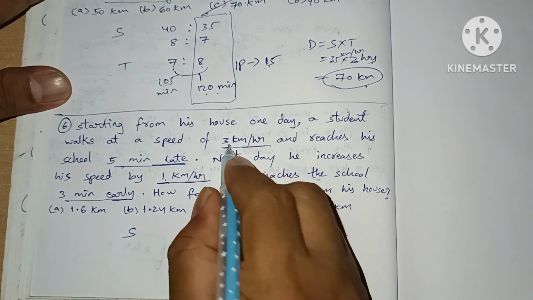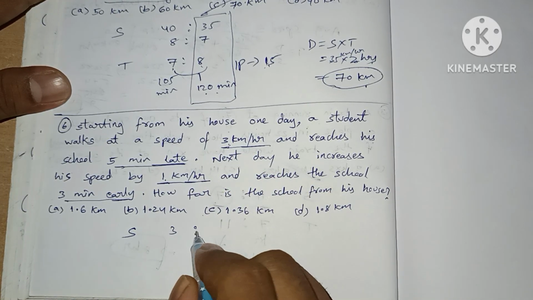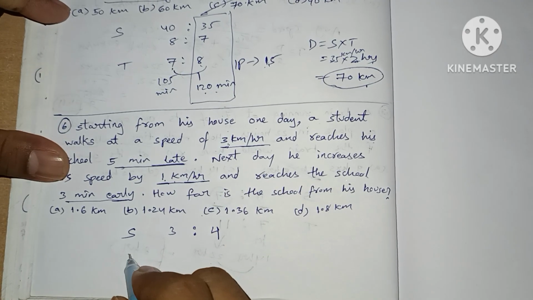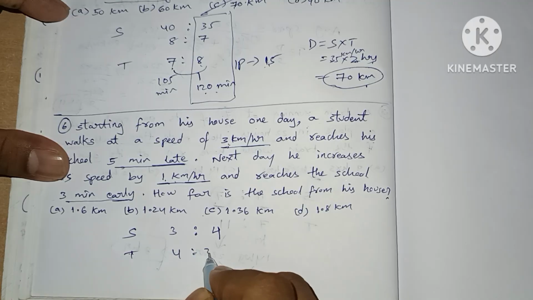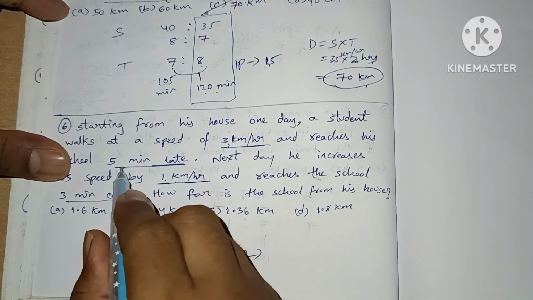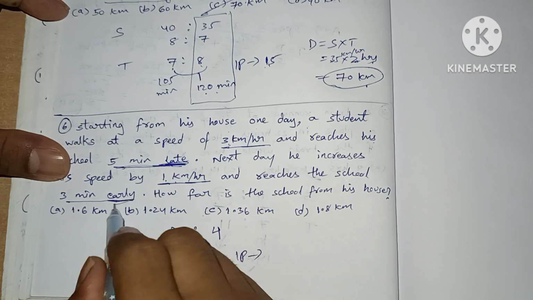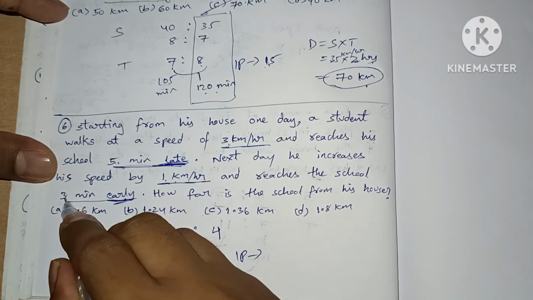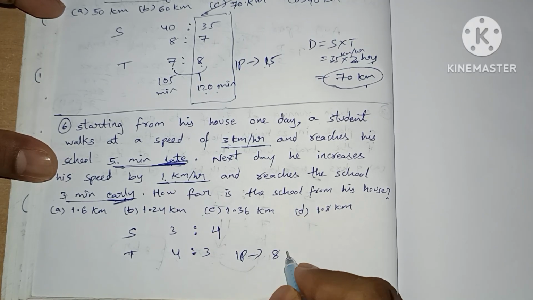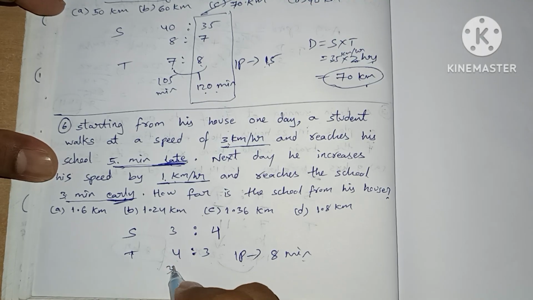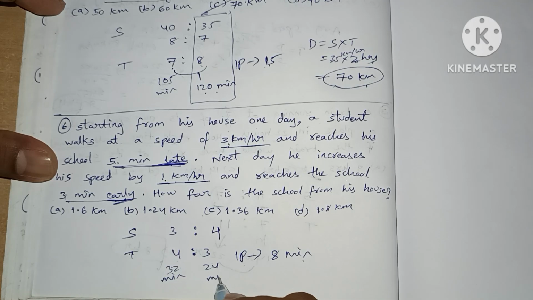Speed ratio is 3 kilometers initially. Next, increased 1 kilometer means 4 kilometers per hour. So the time ratio is 4 is to 3. The time difference between these two is one part. One part value is here 5 minutes late and 3 minutes early. So late and early means we will sum these two. 5 plus 3 will be 8 minutes. One part value is 8 minutes. So 4 parts will be 32 minutes, and 3 × 8 is 24 minutes.